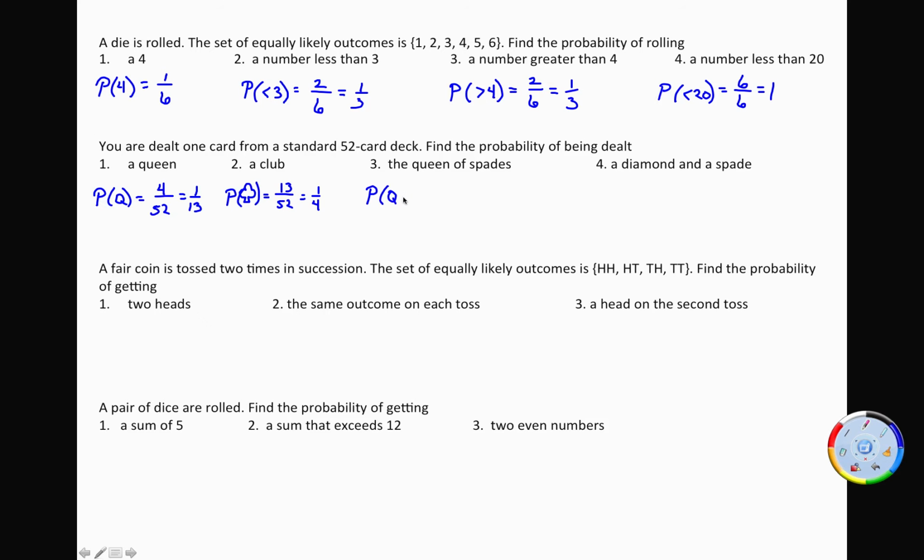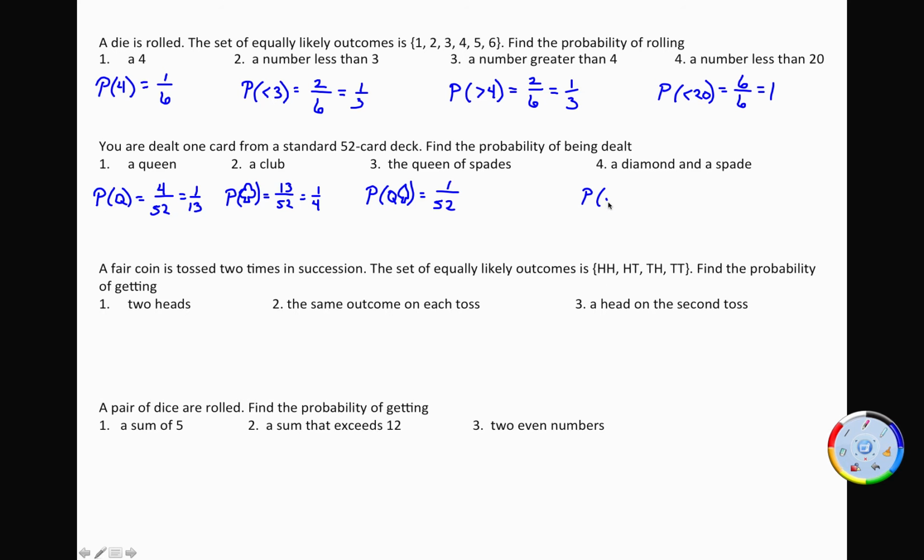Probability of getting the queen of spades. Well, how many cards are queen of spades? Just one. Right, there's only one card that's the queen of spades out of 52 possibilities.